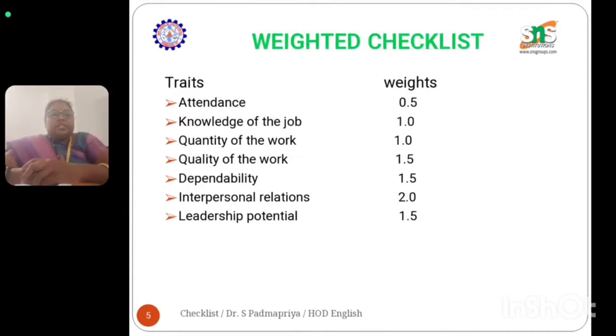The third one is the weighted checklist. This is something which we will be using in our laboratory sessions, where we will be measuring one's performance. For example, his attendance, knowledge of the job, quality of the work, and quantity of work he is doing, and then whether he is having interpersonal relationships with his colleagues, and he is having leadership potential, and about his dependability. So you will be giving some kind of marks for that particular question. This will be mostly talking about the traits of a person. So this is considered to be the weighted checklist.